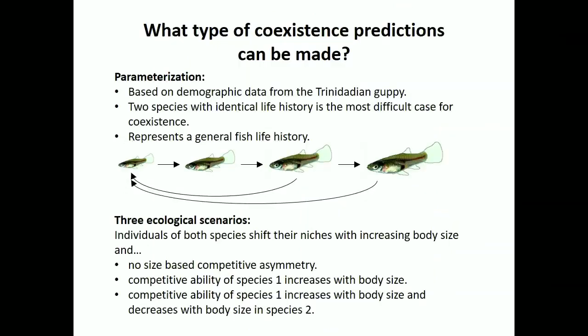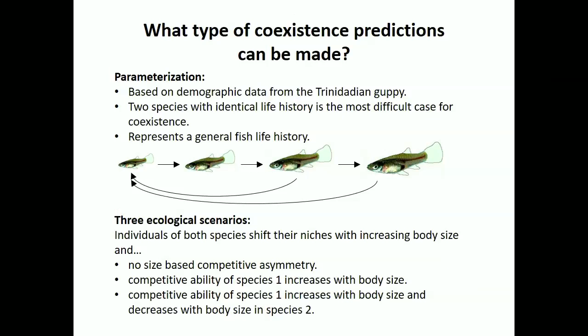So I'll use a single parameterization of this model just as a demonstrative tool to see what kind of overlap there is with previous types of models. And the parameterization is based off of a system that I do a lot of work in, which is the Trinidadian guppy. The parameterization is based off of the two different species having the same life history. And this is what's commonly done in a lot of theoretical treatments of coexistence. The reason to do that is just to be able to control the general life history, so the age schedules of birth and death, and then just be able to look at how the differences in the interaction surface influence coexistence.